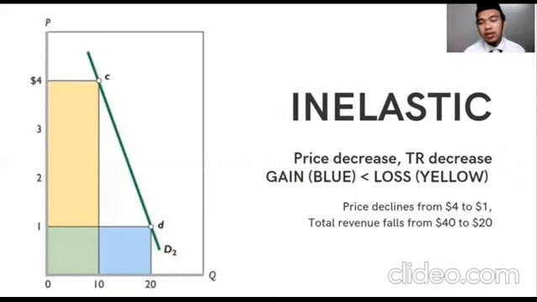Inelastic demand. Price decreases, total revenue decreases. Why? Because when price decreases, the percentage increase in quantity demanded is less than the percentage decrease in price. For example, we can see that when price declines from $4 to $1, total revenue falls from $40 to $20. And the gain, which is the blue area, is smaller than the loss, which is the yellow area.